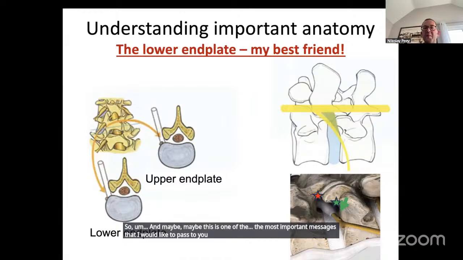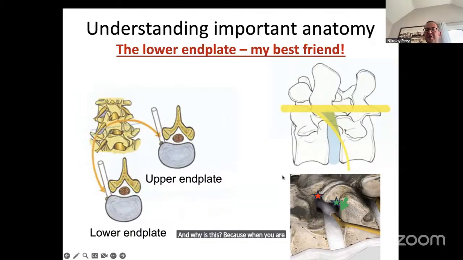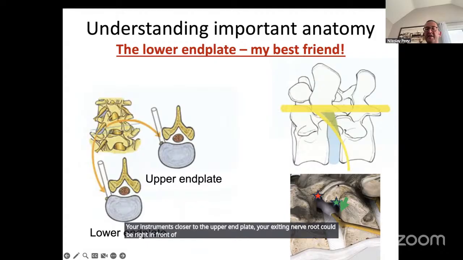The lower end plate is your best friend when you're performing these techniques. Why is this? Because when you are docking your instruments close to the lower end plate, you are avoiding the exiting nerve root, and vice versa. If you are docking your instruments closer to the upper end plate, your exiting nerve root could be right in front of you, and then you can damage it.